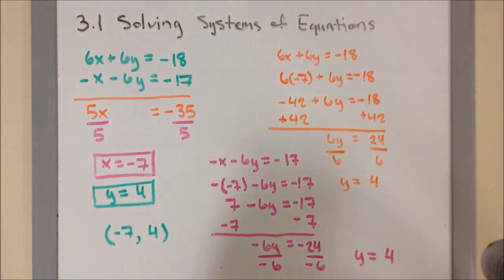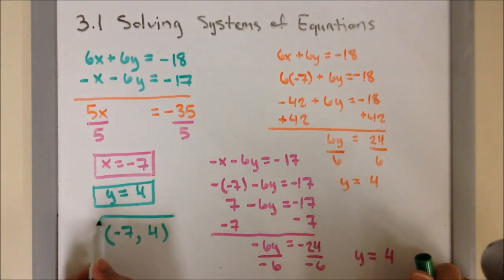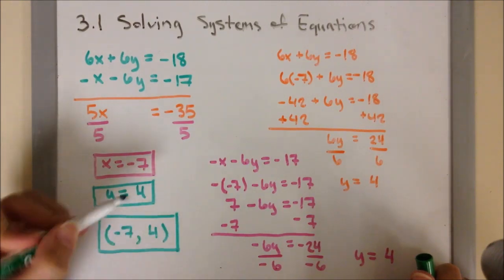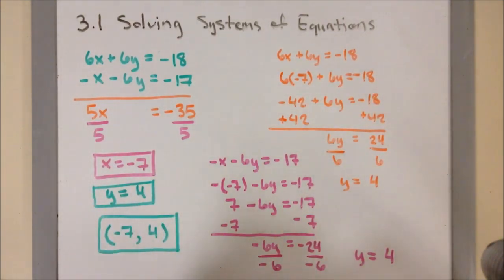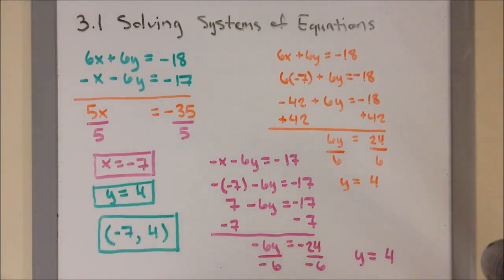Now if it was different letters, like A, B or M, P or S, W, when you write it as a coordinate point, you put it in alphabetical order. So that's easy. So repeat, you can write it as a coordinate point as your one solution. If it's x, y, x comes first and then y. If it's different letters, then you just put it in alphabetical order.